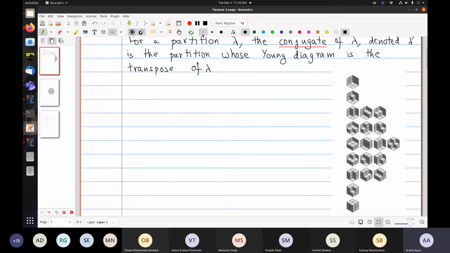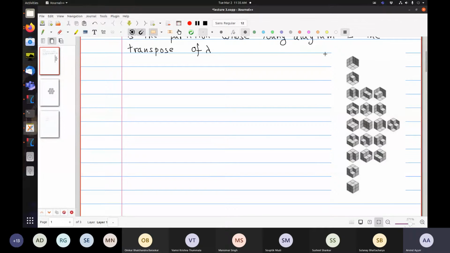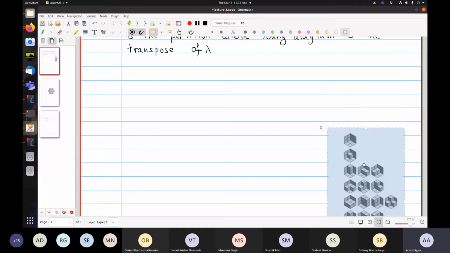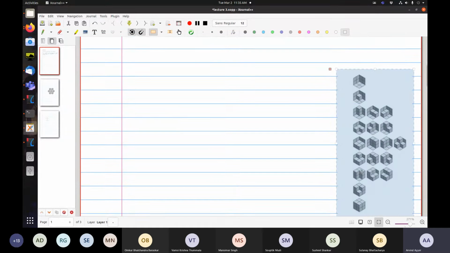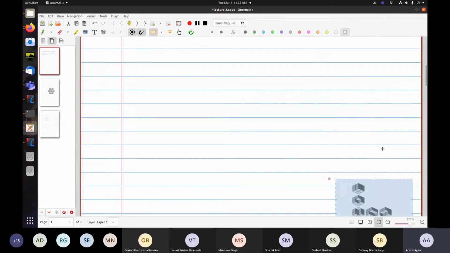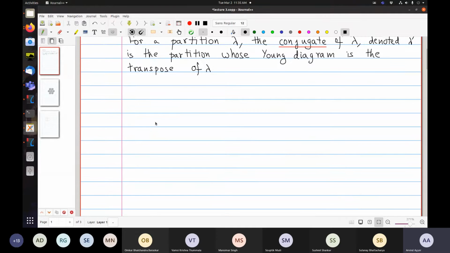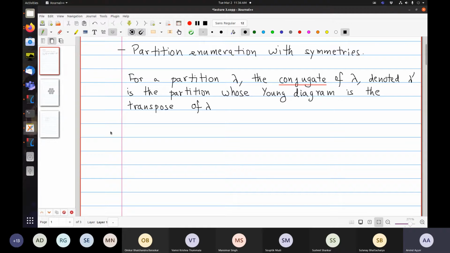Okay, so I'll need this figure later. Let me move it down. Okay, then I need it, I'll pull it back up. So this is the definition, and so maybe I should give an example. The conjugate of, let's say, 4 2 1 is 3 2 1 1. Okay, so how do I see this?